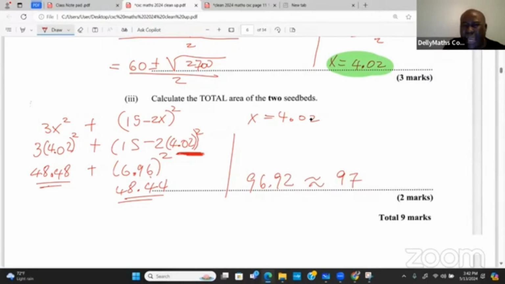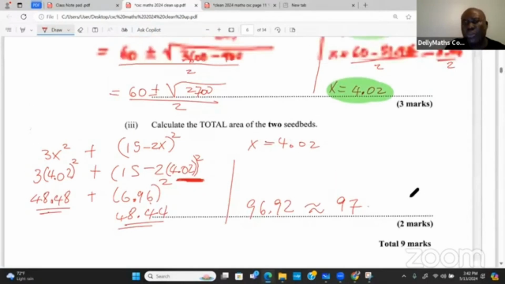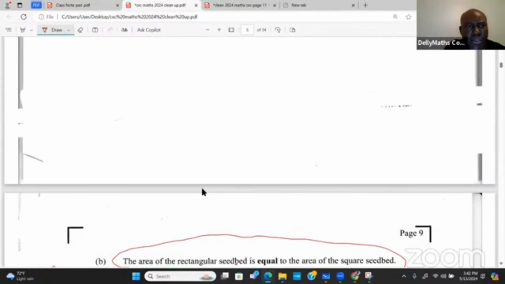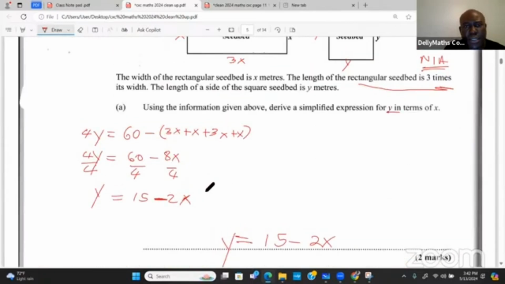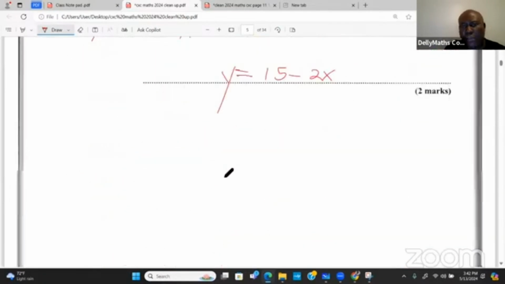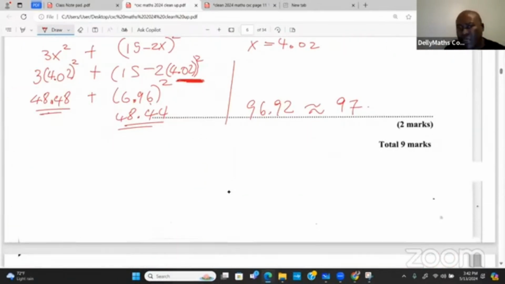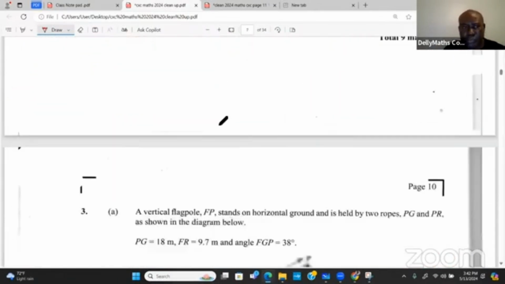So we're looking at about 97 units square right there, depending on whatever units were used in the question. Let me look if it was meters. Yeah, it was meters. So we could round it off to 97 square meters right there.